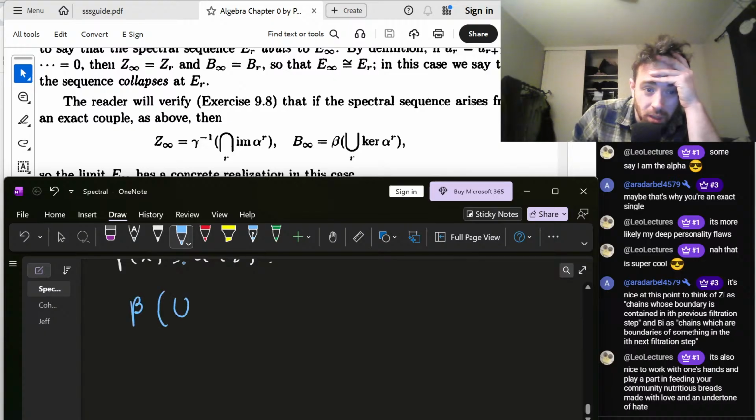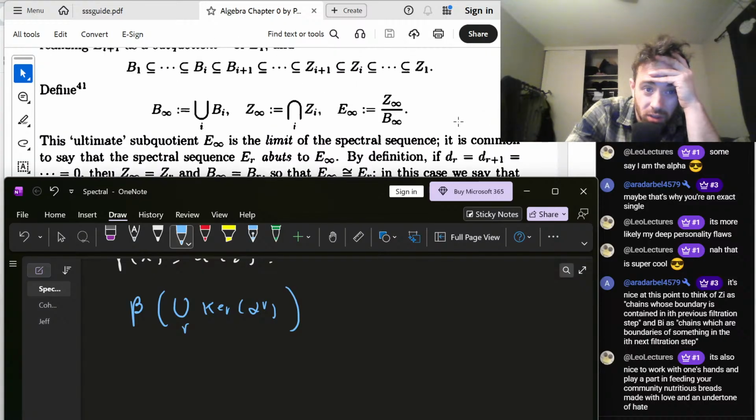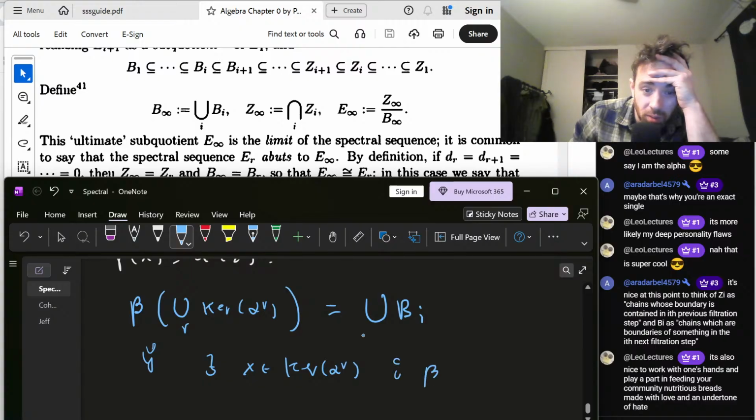So we want to show that beta is the union of all the kernels, which is the union of all the BIs. No, I don't think this will make sense to me. I mean, suppose Y is in here, so then I can choose X, which is in every single kernel, such that beta X is Y.